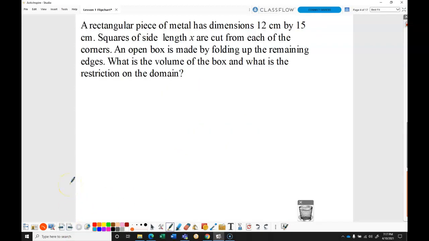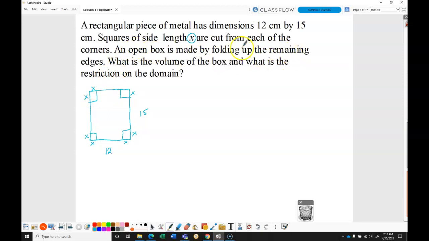I've got a rectangular piece of metal with the dimensions of 12 by 15. So I'm going to go ahead and give that a draw. Okay, so this whole piece right here is 12, and this whole dimension here is 15. Squares of a side length x, we don't know how much, but we're cutting off from each of the corners. Okay, so we're going to cut off an x here, and we're going to cut off an x here. This is also x. We'll cut off an x here, and we're also going to cut off an x here.